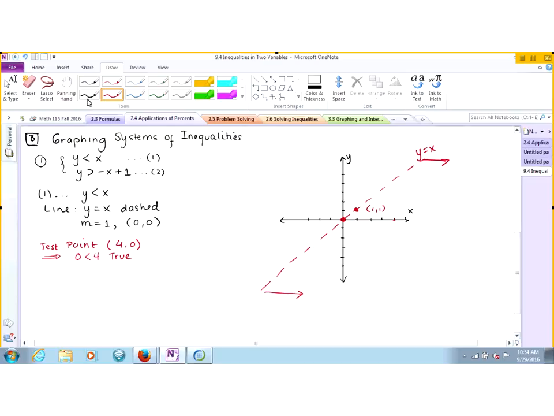Yes? Continue? Okay. Second one. Y is greater than negative x plus 1. What is the equation of the line? Okay. All right. How am I going to graph it?